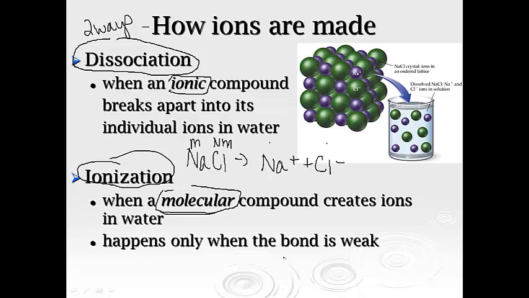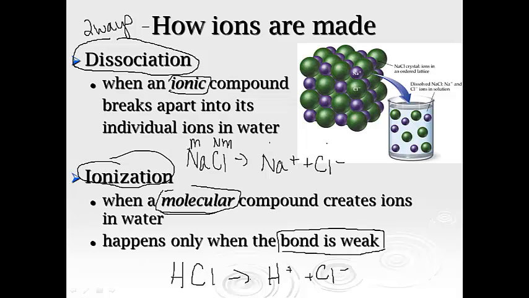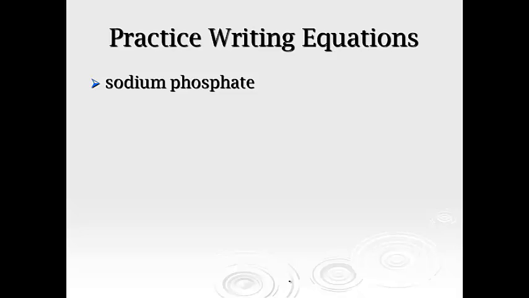Ionization is when a molecular compound creates ions in water, and it only happens when the bond is weak, and it almost always has to involve acids or bases. So it's not really common, but it does come up because hydrogen is so common throughout nature. For example, hydrochloric acid can split apart to form the hydrogen ion and the chloride ion when it's dissolved in water. Again, you have those ions floating around that make an electrolyte solution.